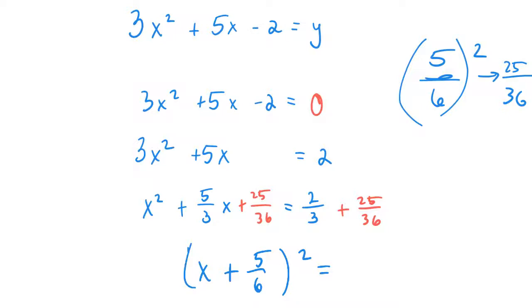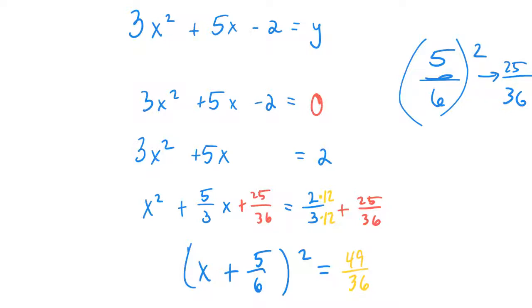So let's make my common denominator 36. 2/3 is really how many 36ths? Very good. So multiply by 12 over 12 gives you, like you said, 24. And 24 and 25 gives me 49/36. So that worked out pretty nicely, right?